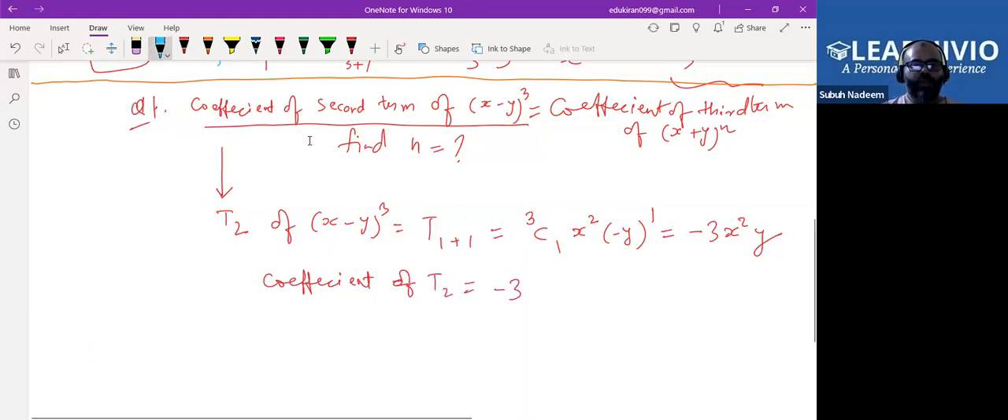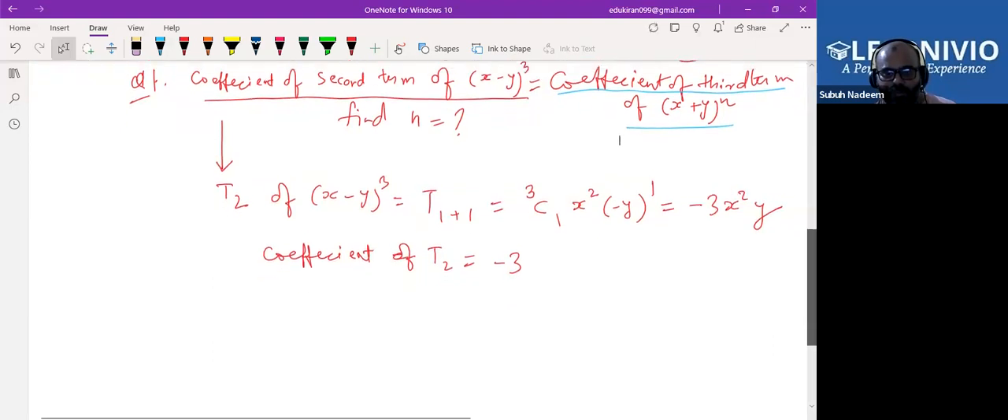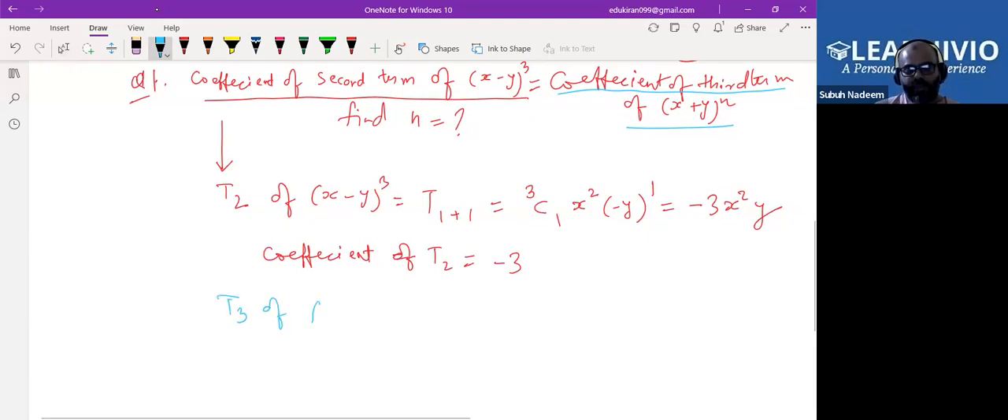Now we come to the second part: the coefficient of the third term of (x plus y) to the power n. So when we talk about the third term of (x plus y) to the power n, then it will be T3, which is T of 2 plus 1. And what will be that?